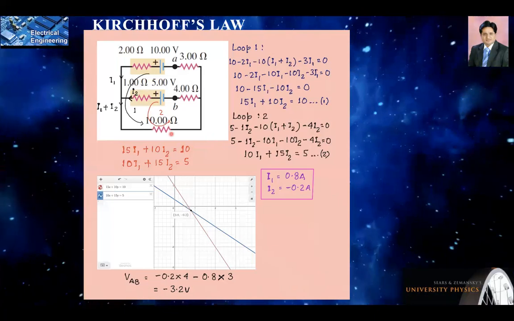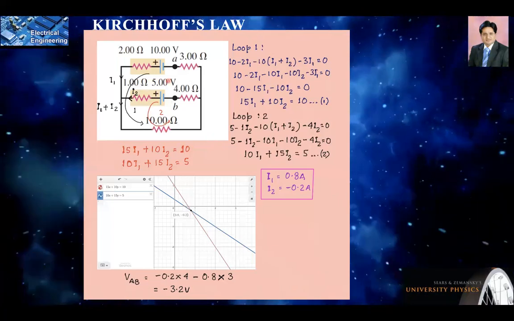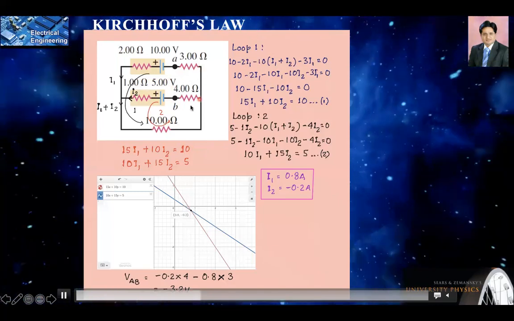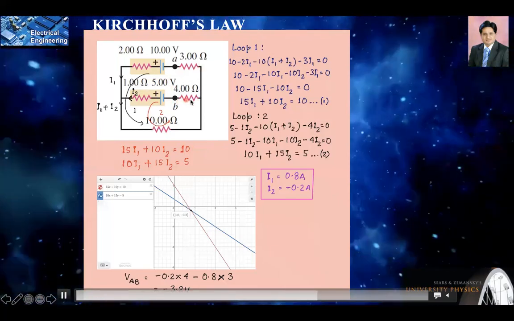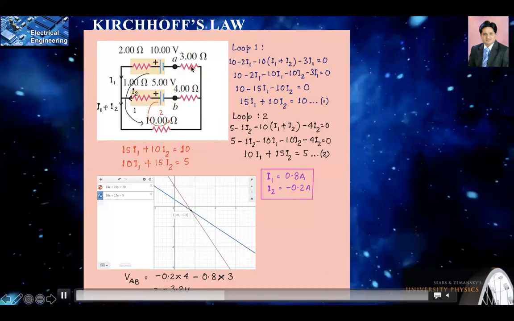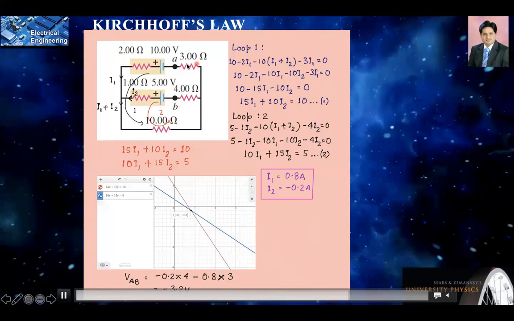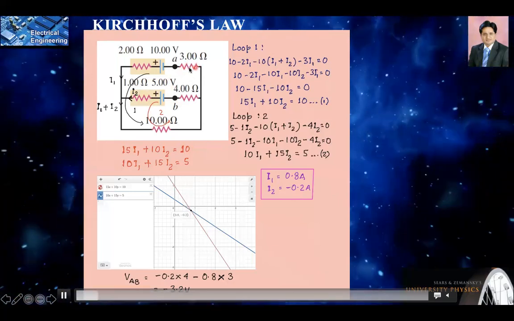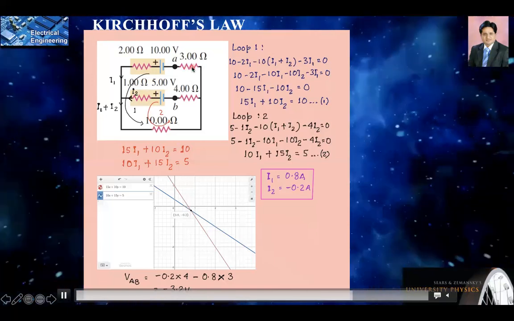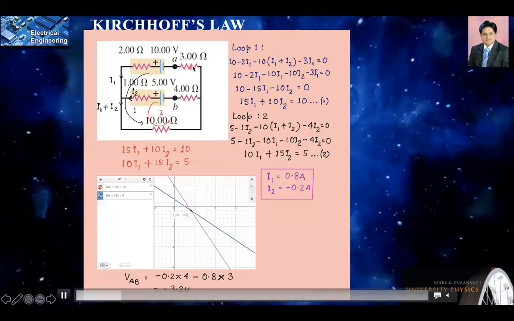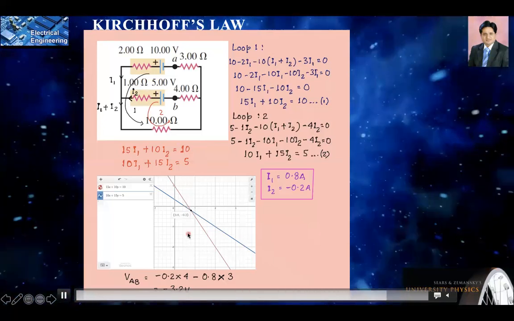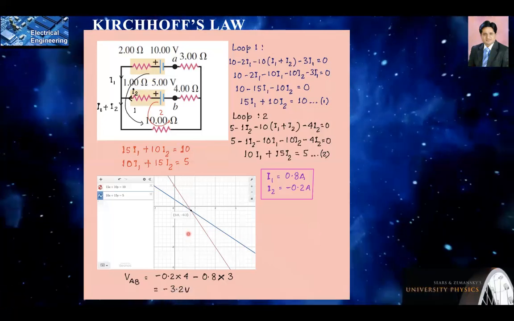The last part of the question was, you were asked to calculate what is the voltage drop between A and B. So all you can do is 4 times the current here, which is I2. So 4 times negative 0.2 and then plus, because it is a drop, the voltage is dropping here. So you could actually do negative 8 multiplied by 3, and that would give you negative 3.2 volts. So that brings end of this lecture.